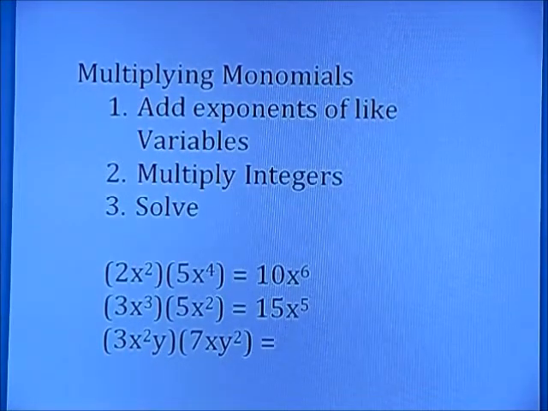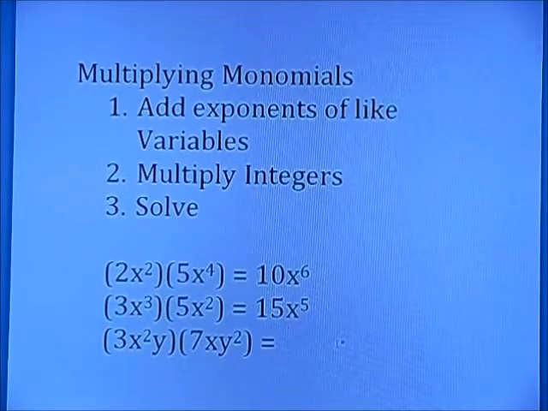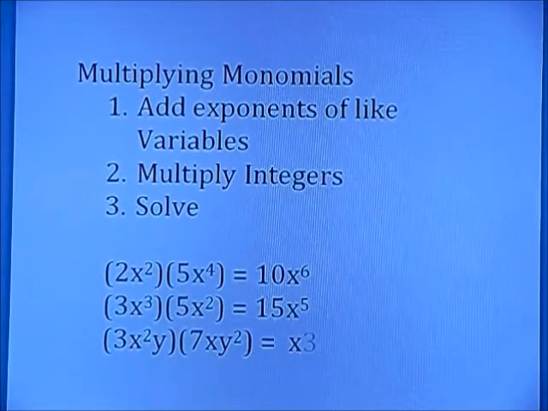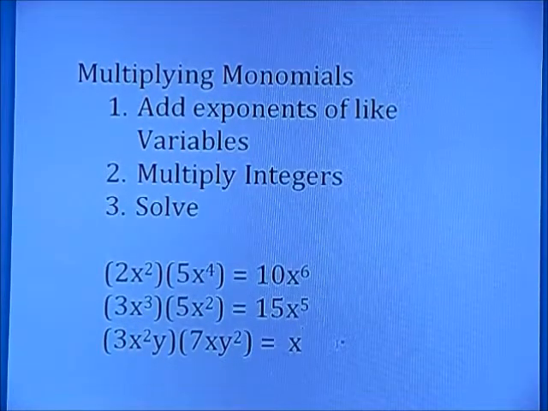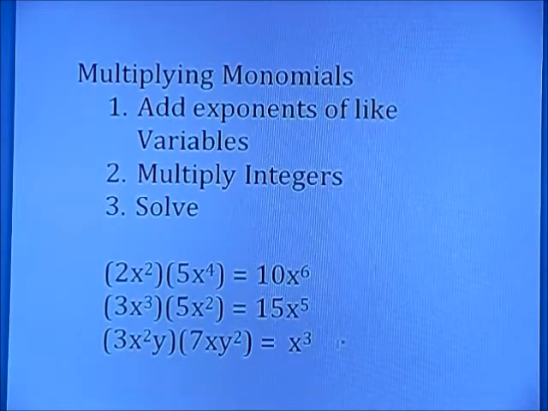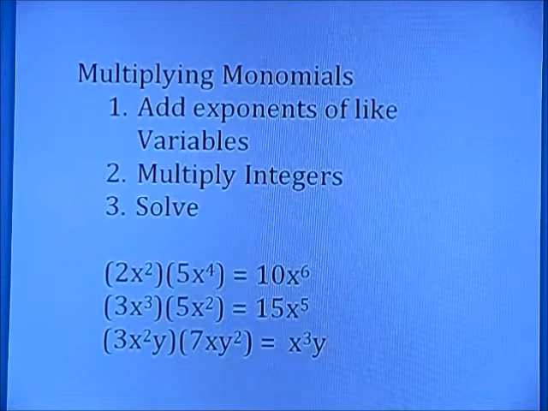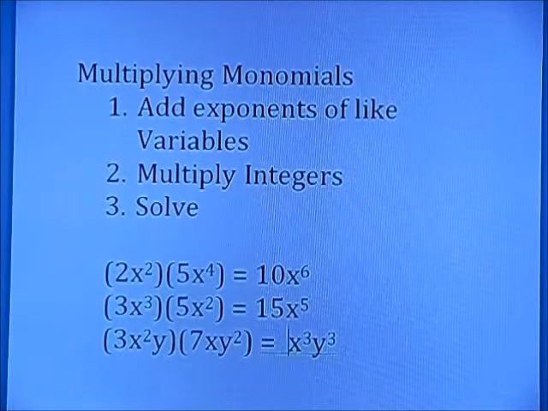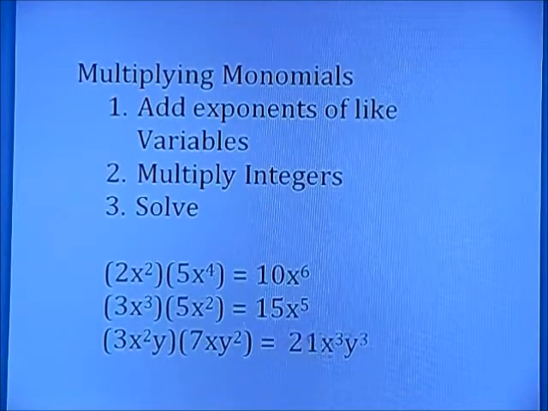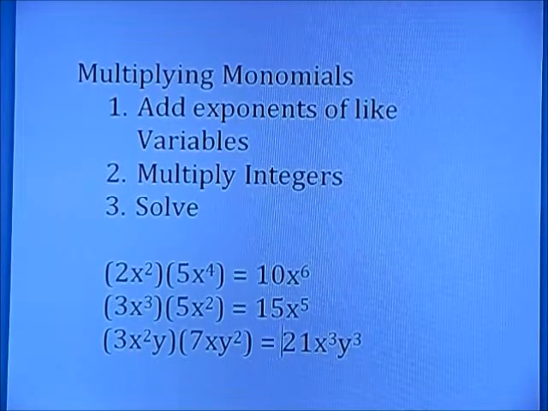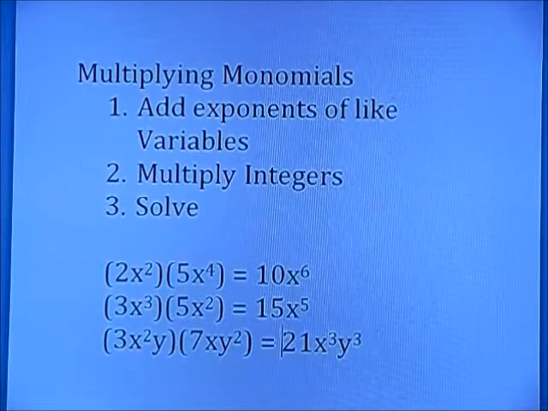So x squared times x, 2 plus 1 is 3, so x cubed. Now what about the other variable, y? 1 plus 2 is again 3. That's all you do. And then the last part, 3 times 7, 21. That's your answer right there. It is really that simple. That's all you need to do.